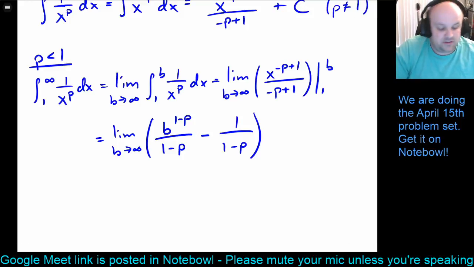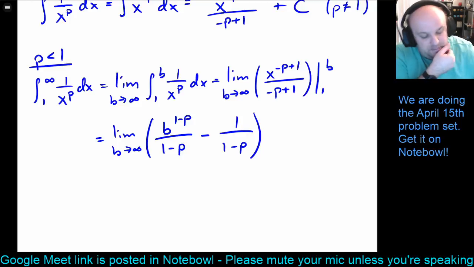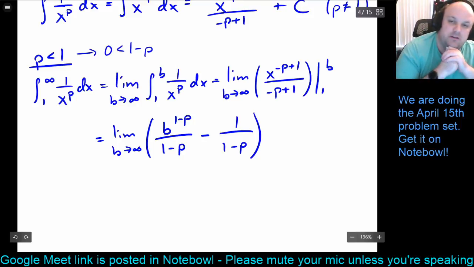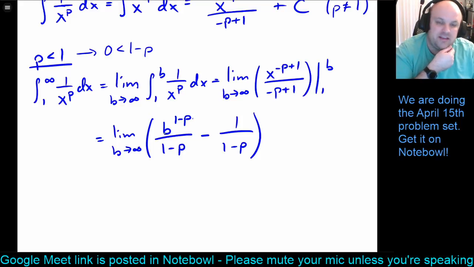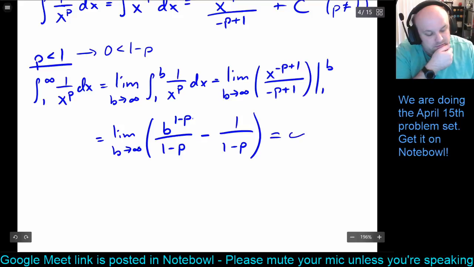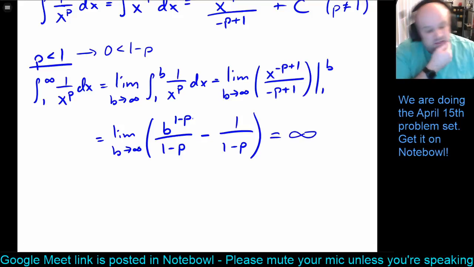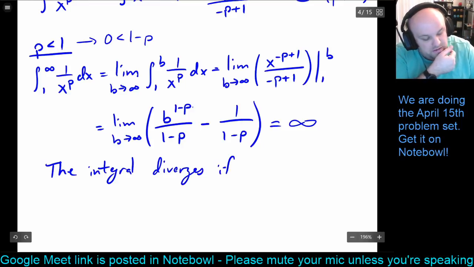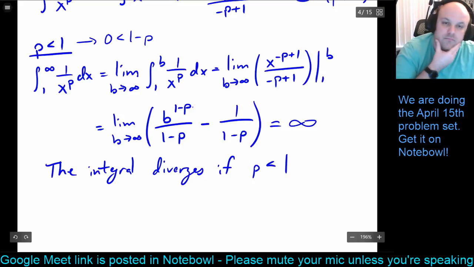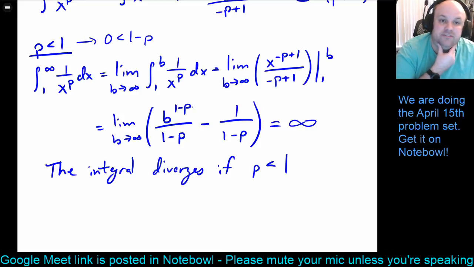This will be b to the 1 minus p over 1 minus p, and then minus 1 over 1 minus p. All right. So if p is less than 1, then 1 minus p is greater than 0, right? We just subtract that p to the other side. That means that this is a positive power, and something, x to a positive power as x goes to infinity, is infinity. So this integral here is actually infinite. So what that means is the integral diverges if p is less than 1, right? And we actually know it diverges if p equals 1 as well.